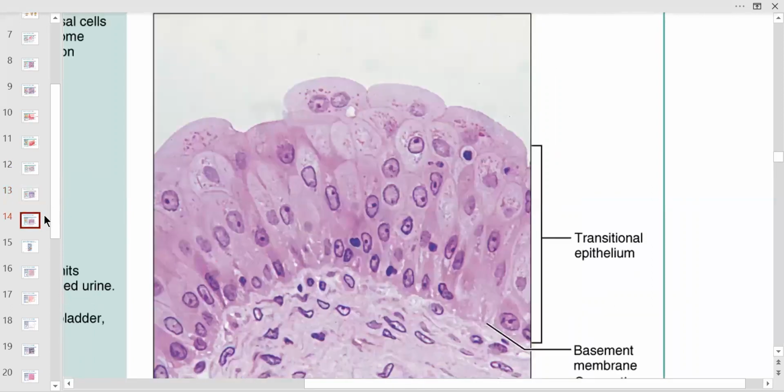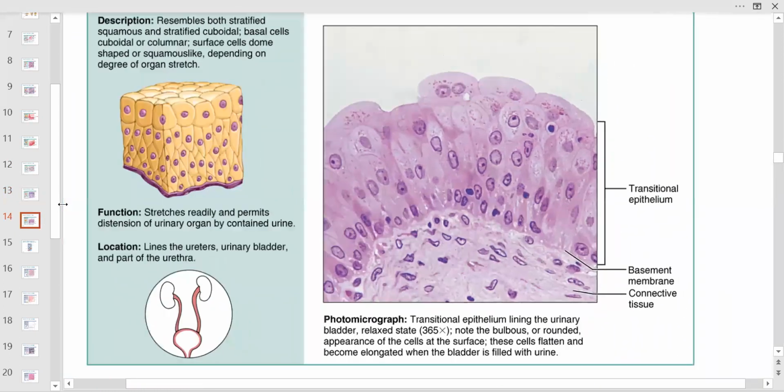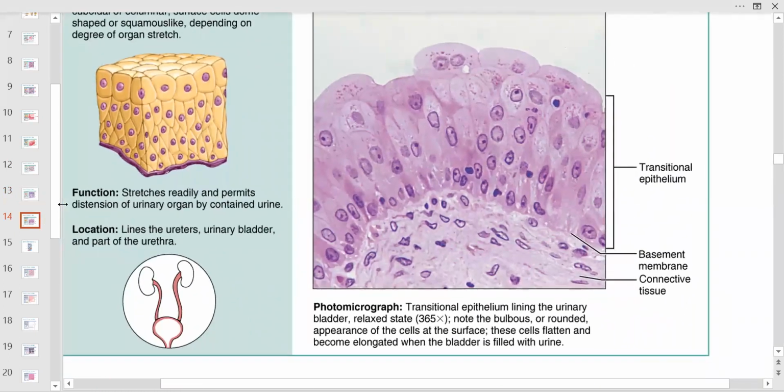Some of the slides were good in lab though last semester. This one's really hard, so I'll probably give you one or the other. This is actually two different types of epithelium, and it looks stratified, and there's mix in here. There's like mixed size, mixed shape. So this is called transitional.